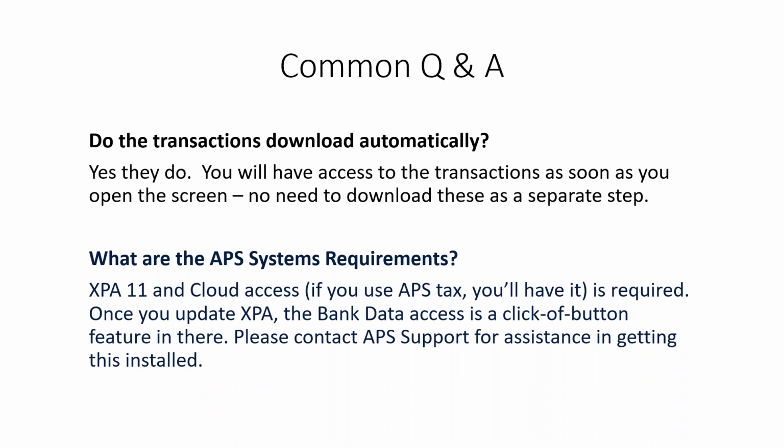So the APS system requirements, as Rob intimated or described at the beginning, you will need XPA 11. You can download XPA 11 without switching bank data on. But the main functionality added to XPA 11 is bank data. And you will, of course, need cloud services. So if you're already on APS Tax, you're already going to have it, but you will need cloud services.